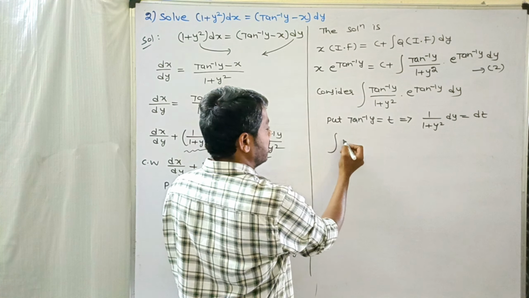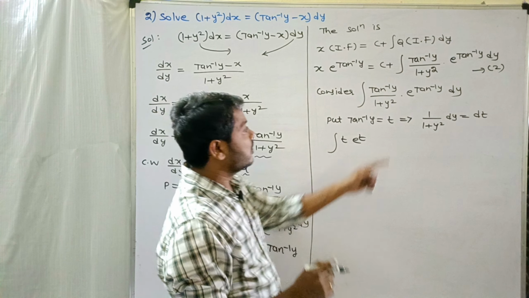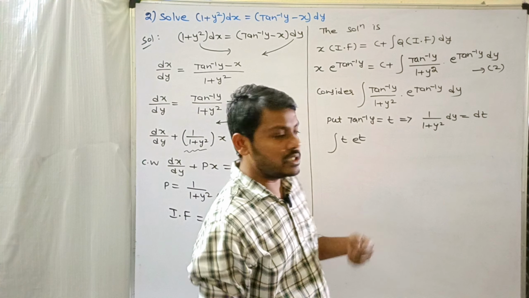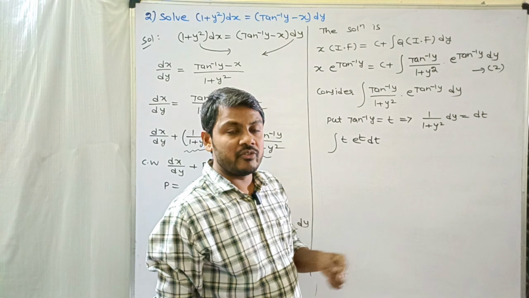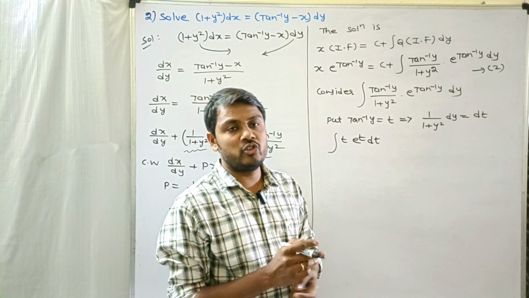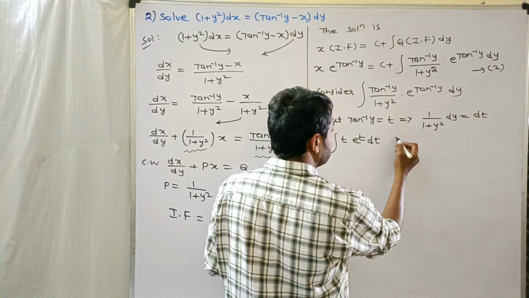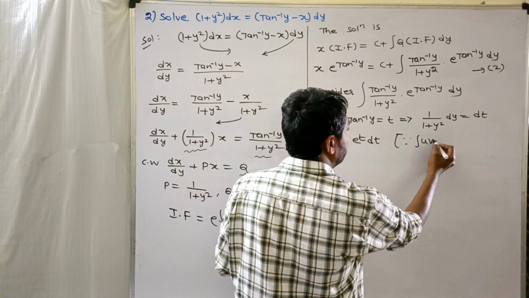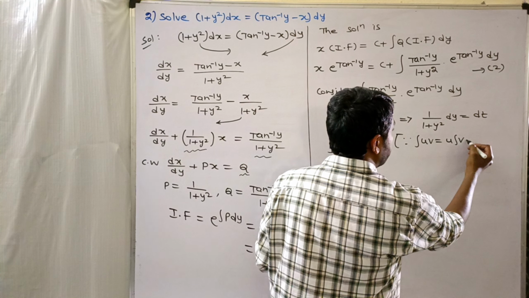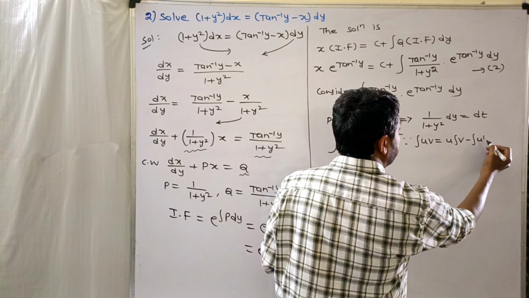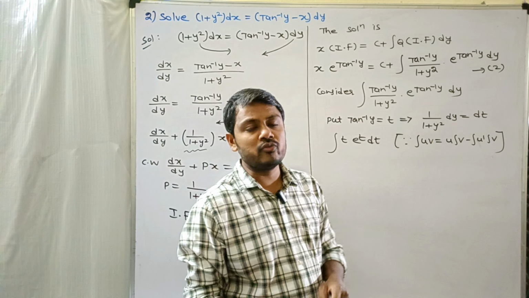Now substitute here. Integral, what is tan inverse y? t into e power t dt, since 1 by 1 plus y square dy is dt. Now clearly, it is of the form integral of a product of two functions, so you can apply the integration of uv formula. Integral uv equals u into integral v minus integral u dash integral v. This is the integral of a product of two functions formula.